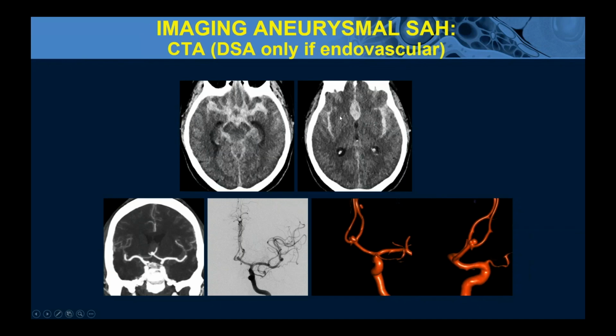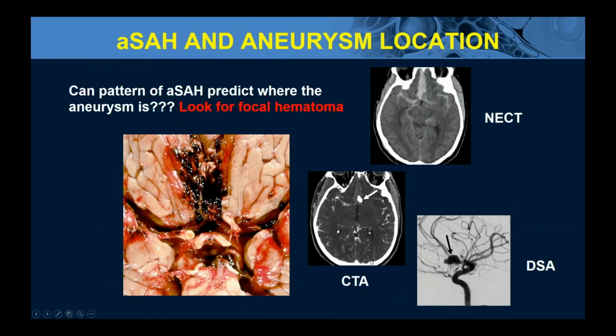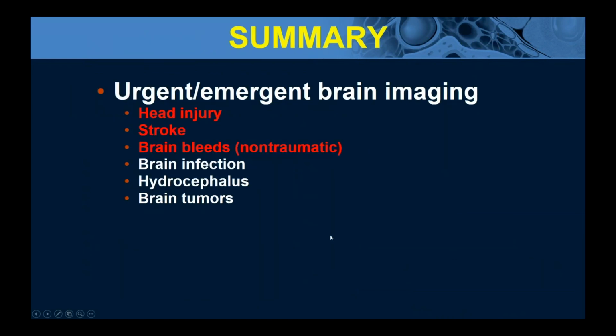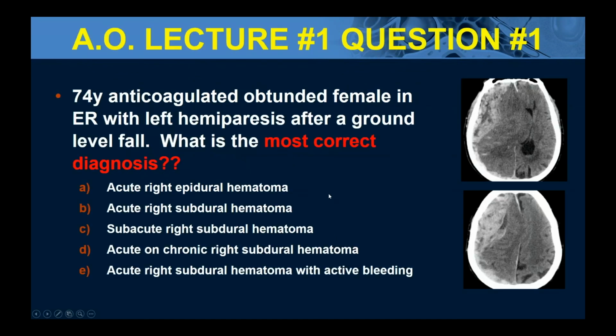Here is another patient, subarachnoid hemorrhage with a focal clot in the interhemispheric fissure, which turns out to be where this aneurysm is. And here's the CTA, nicely shows the aneurysm. Here it is on DSA, and here's our three-dimensional reformatted scan of the aneurysmal subarachnoid hemorrhage. And we can look at where the focal hematoma is, like this one, and pretty much predict where the aneurysm is going to be, just a different case. Okay, so emergent and urgent brain imaging, head injury, stroke, and brain bleeds. So now in the next couple of minutes, we're going to take our quiz cases.